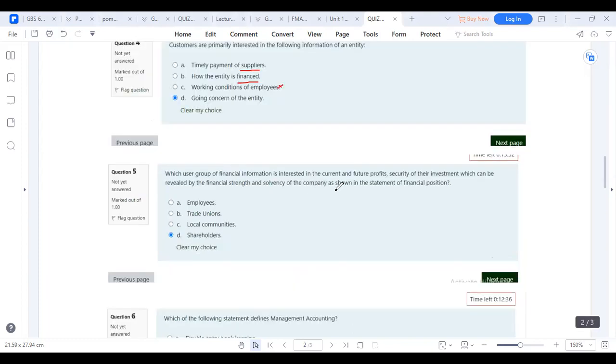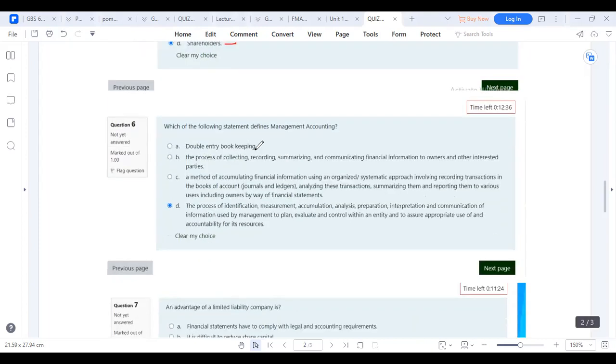Which user of financial accounting information is interested in the current and future profits of the investment, which is reviewed by their financial strength and solvency? So it is a shareholder or prospective what? Investor. Are you following through? Yes. Which of the following statements defines management accounting? It is the process of identifying, measurement, accumulation, analysis, preparation, interpretation and communication of information to management. So it is D. We read it through.